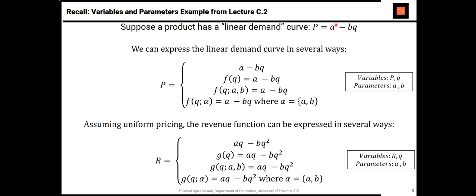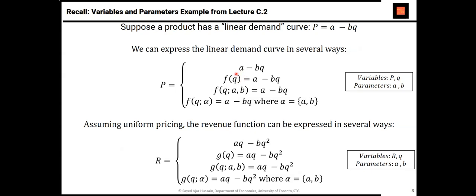A is the highest price customers are willing to pay. B is the absolute value of the demand curve slope, which you know has something to do with price elasticity. As you've discussed in the previous lecture, you can describe the demand curve in several ways. It's the same equation on the right side. The left side just tells the reader what you're trying to emphasize.